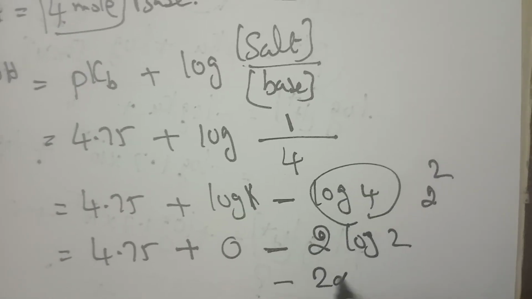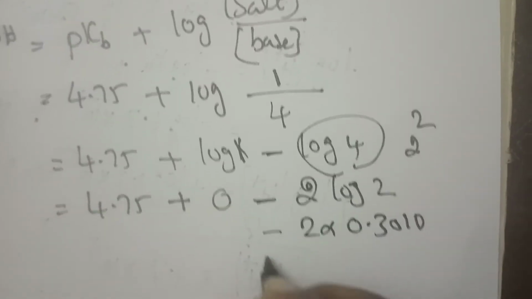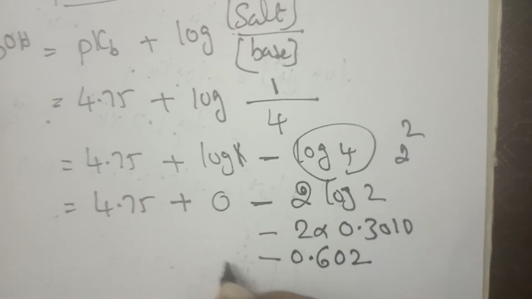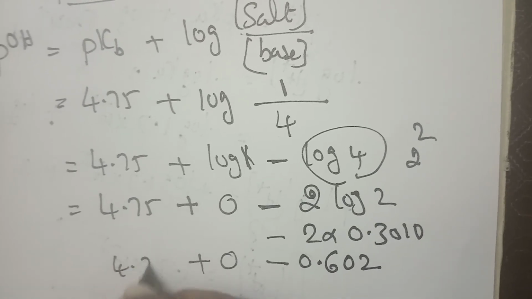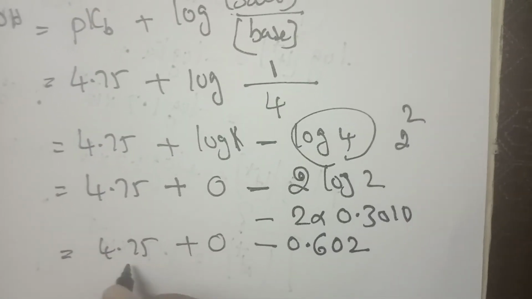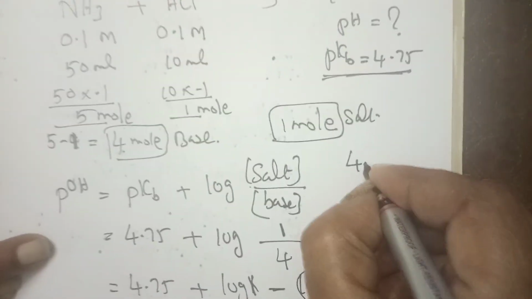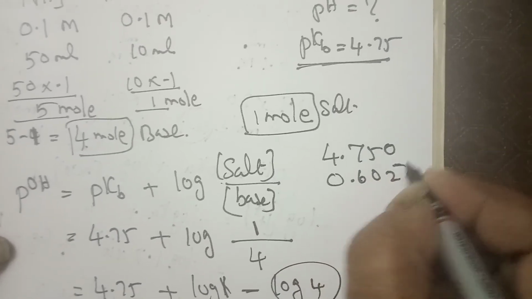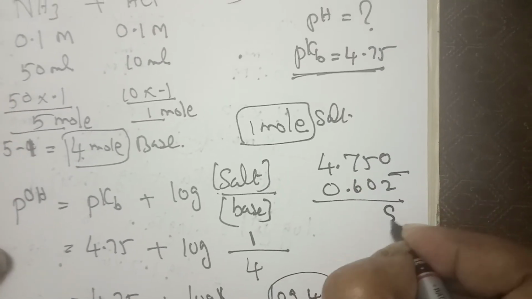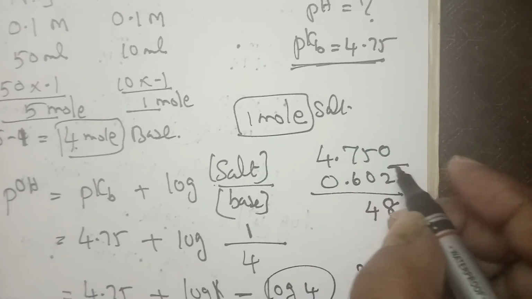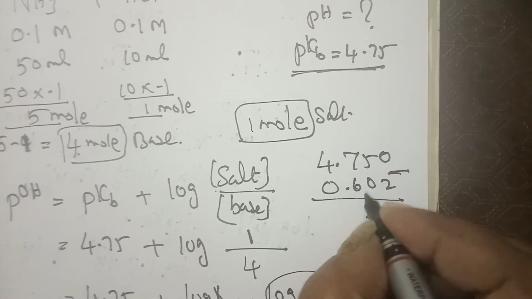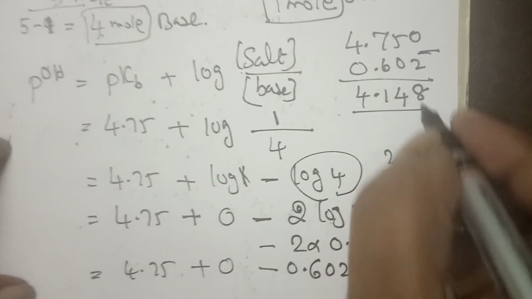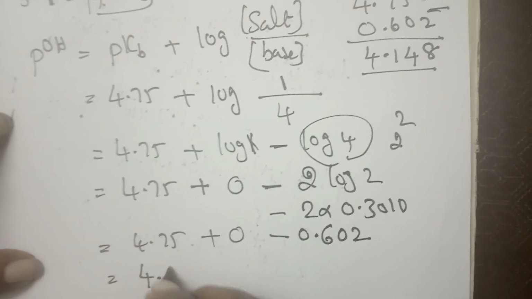That is 2 into 0.3010, which gives 0.602. So here it is of course 0 plus 4.75. So finally, 4.75 minus 0.602. Let me do this subtraction here. 10 minus 2, 8. Here it is 4. Here you have 7 minus 6, 1. So what you are getting is 4.148. That you can take as 4.15.